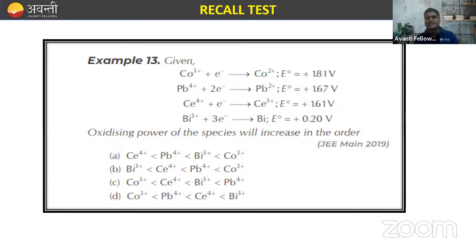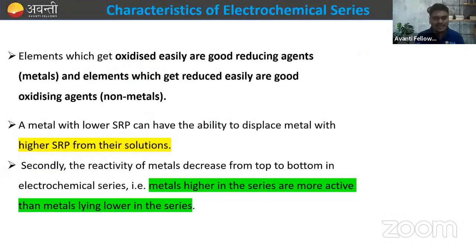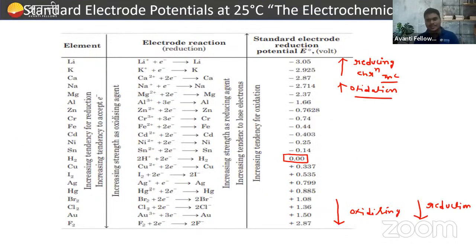Okay, chalo. So this is the recall test for all of you. This is based upon the electrochemical reactivity series. So this is from the reactivity series. So can anyone tell me the correct answer for this? So we studied reactivity series yesterday, right? This is the reactivity series, right?